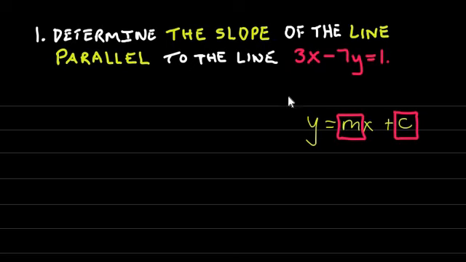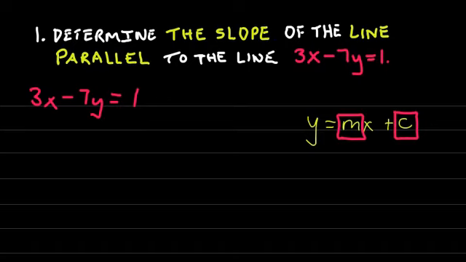Now we're back to the question. So we're asked about the parallel lines. We're asked to determine the slope of the line parallel to the line 3x minus 7y equal 1. Since we know that parallel lines have the same gradient, if we should find the gradient of this line with this equation, then we find the gradient or the slope of the lines that are parallel. Parallel lines have the same gradient. So let's determine the gradient of this line. We want to transform that equation into the slope-intercept form where we could identify its gradient.